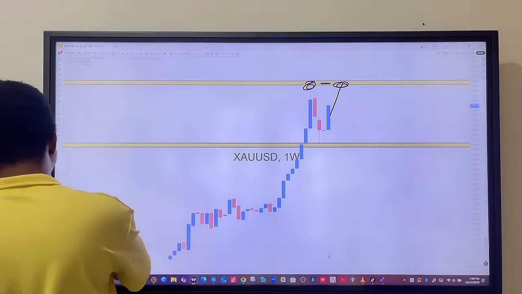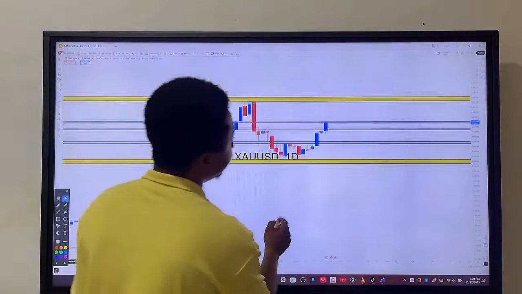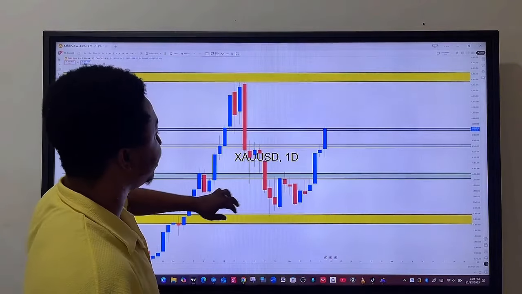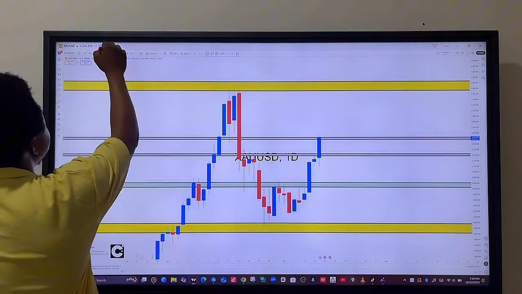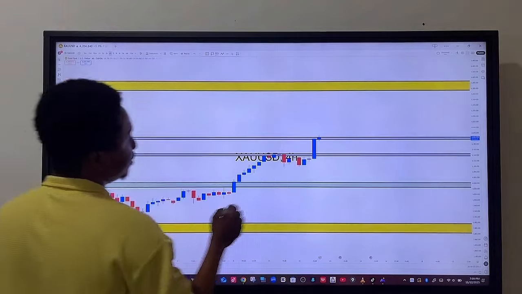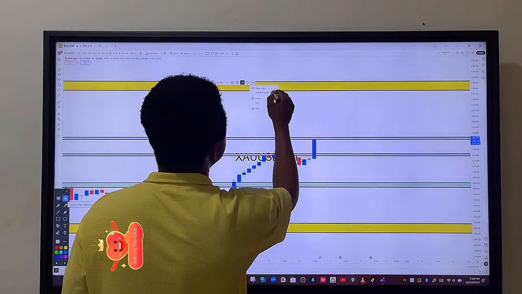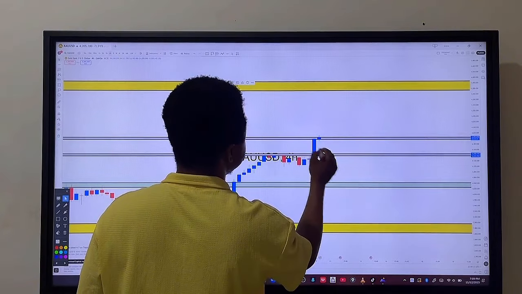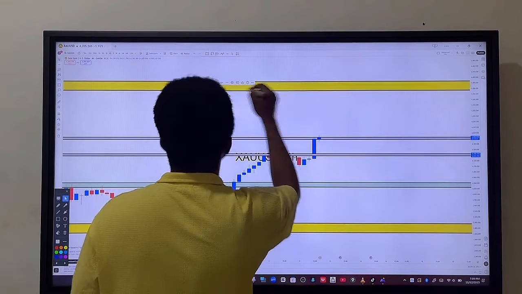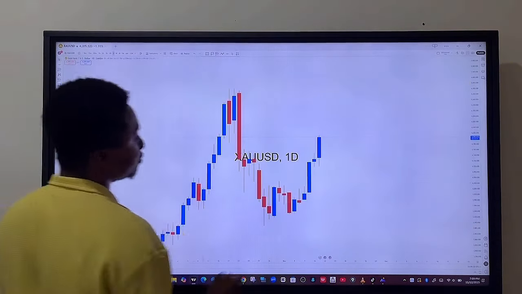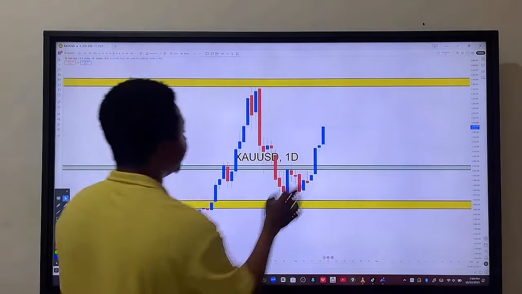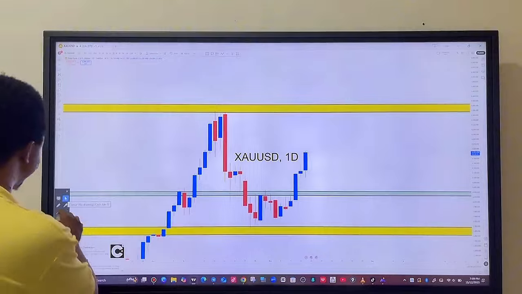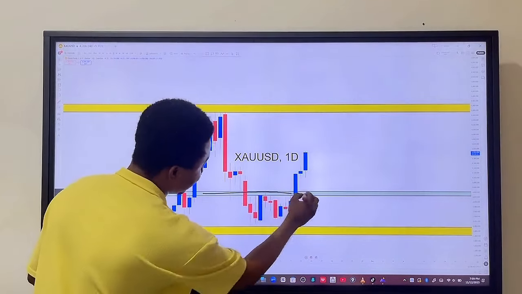Alright, so on to the daily time frame of gold to continue with the breakdown. This is also gold on the daily time frame. Let's take our time and break it down. We are going to break it down continuously from the daily time frame. Let me just apply this and we go back. So this is the daily time frame of gold. What else do we see on the daily? We are seeing the daily mid range.